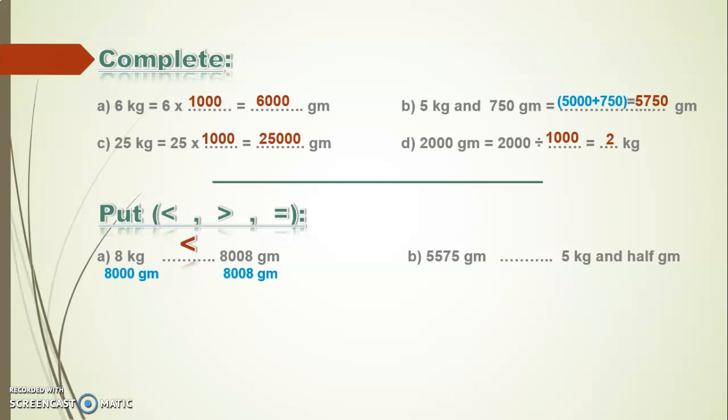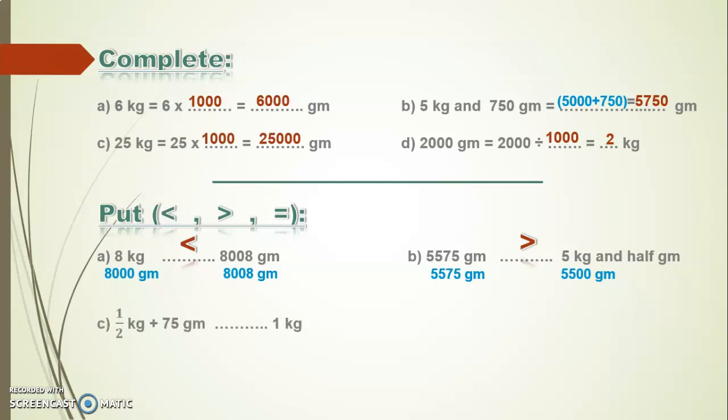5,575 grams. The other side is 5 kilograms and half kilogram. I can't compare between two different units. I have to convert the kilogram to gram. So 5 kilograms will be 5,000 and half is 500. So the two sides are 5,575 grams. The other side is 5,500 grams. Which one is the greater? 5,575 grams is the greater.